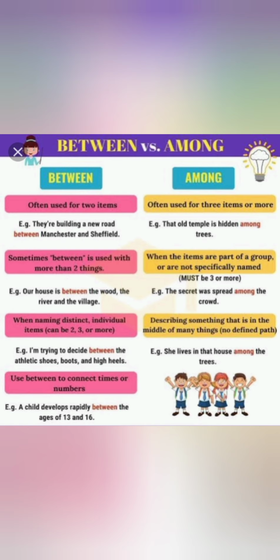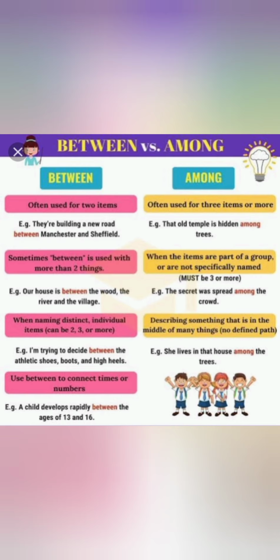And if we talk about among, it is often used between three or more objects. Like the old temple is hidden among trees. That means there are a lot of trees where the old temple is hidden. And also we can say the secret was spread among the crowd. Crowd means a lot of people, so here we will use among. So these both are used when we have to talk about the position of a noun in relation to others.